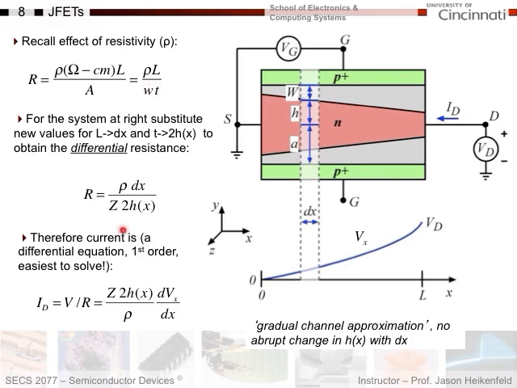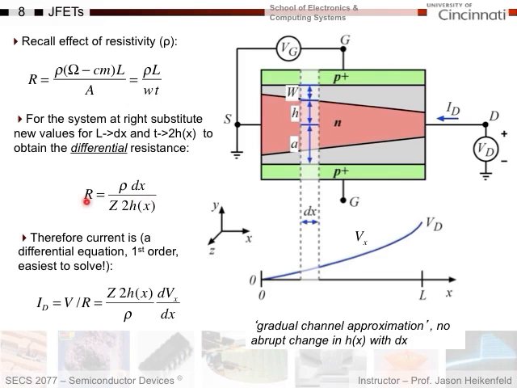I get a differential resistance, which is rho, now dx over z, which is the width in this direction. So it means into the plane here. Okay, so what's the in and out of the plane here? How deep is this device? And then the last thing I got is 2h of x, which is the dimension in this direction. Okay? So then it's easy.